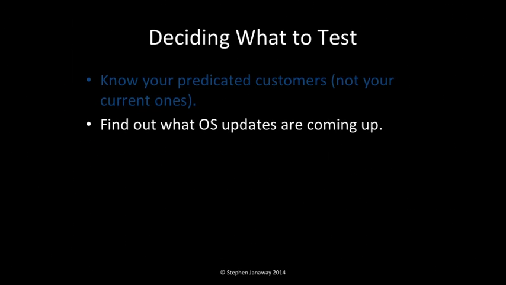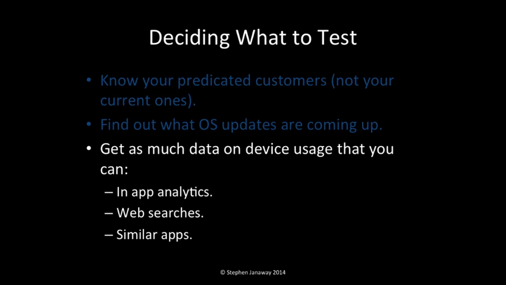Find out what operating system updates are coming up. You can subscribe to developer notices from Google and from Apple, for example, so you get an idea of what's coming up. Maybe you get access to preview versions that you can use to test your app against. And get as much data on device usage as you can, as I mentioned earlier, from analytics, searches, similar applications, maybe some of the statistics that I showed earlier. So fill yourself with data, because that can really be used to drive your testing.